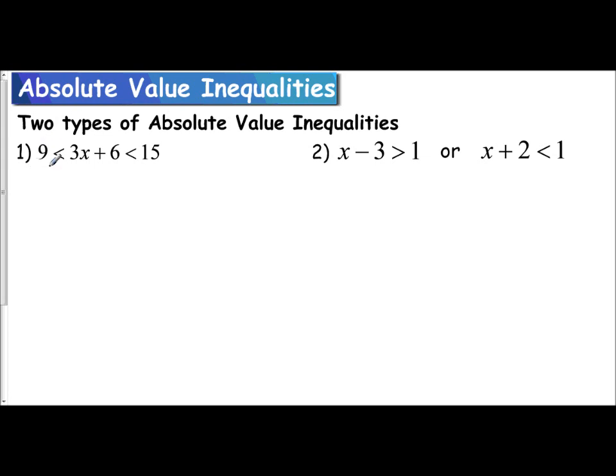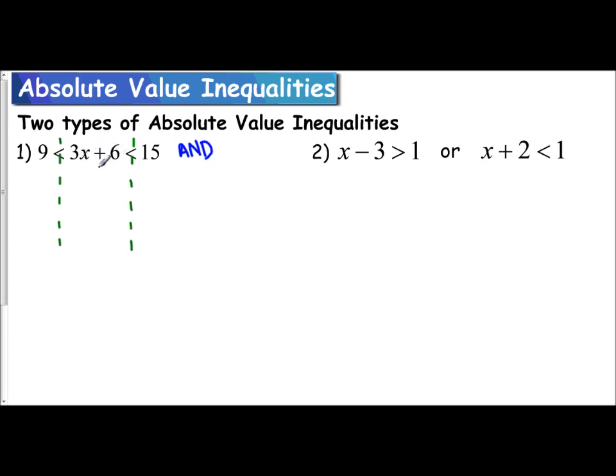The first one, you can read it as 9 is less than 3x plus 6, which is less than 15. You could also read it as 3x plus 6 is between 9 and 15. To solve this type of compound inequality, we refer to this one as an AND compound inequality. What I do is I use the same approach as I would when solving an equation. I look at it as, how do I get the x by itself in the middle?